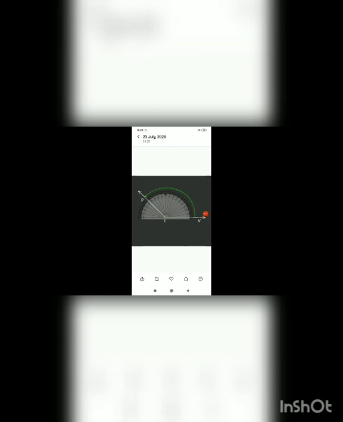Start counting, second step, start counting from right to left. Check this number. Okay, means we have to check the inner side. So it is between 130 and 140.